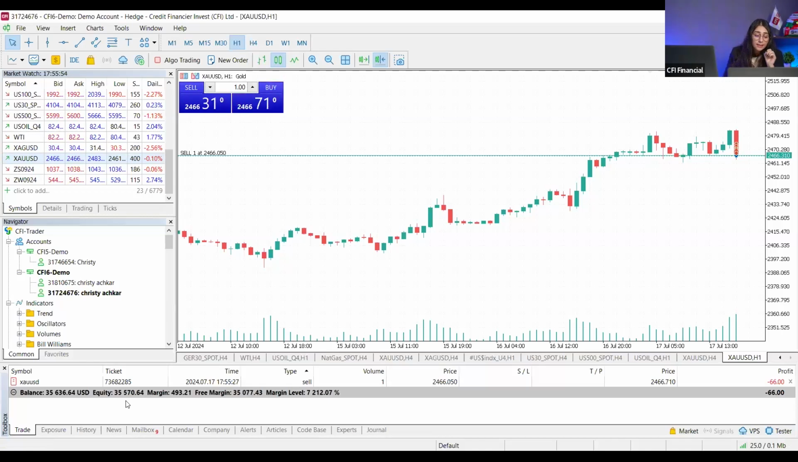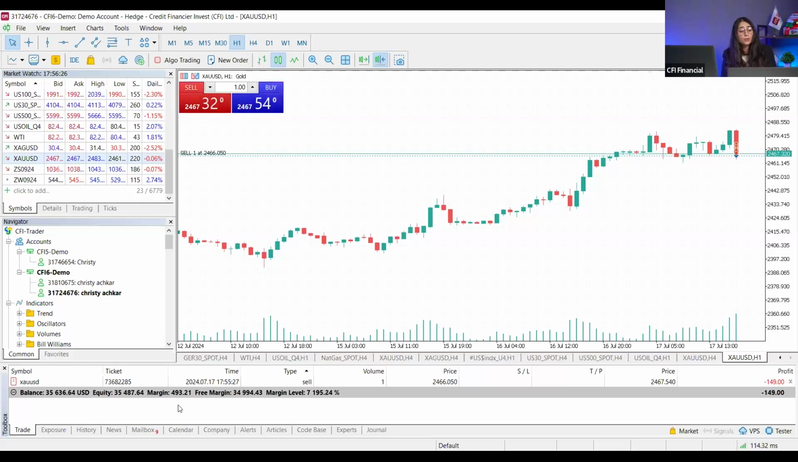Then if we look at equity, to get your equity, it's my balance plus or minus, depending on whether I'm profiting or losing. In this case, it's my balance minus $75. This is how I get my equity. And then we have the margin. The margin is how much I have on hold to be able to execute the trade. In this case, it's 493, so all I need to have in my account is $493 to be able to execute the trade.